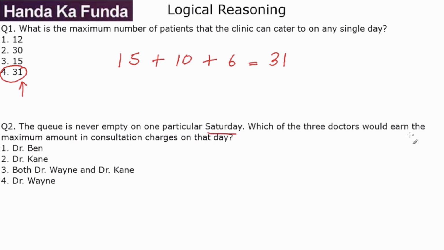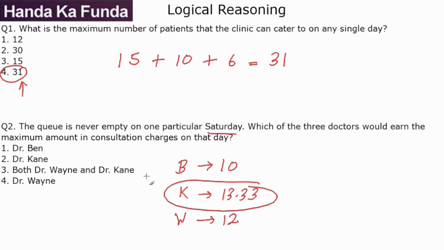The queue is never empty on a particular Saturday. Which of the three doctors would earn the maximum amount? If you remember, earlier we had calculated that Ben was charging 10 rupees per minute, Kane was charging 13.33 rupees per minute, and Wayne was charging 12 rupees per minute. Now, if all of them are fully occupied and they are working from 9 to 11:30, that means they are working for the entire period. Whoever has the highest rate will make the most money. And who has the highest rate? Kane has the highest rate. So Dr. Kane, or option 2, will be our answer here.